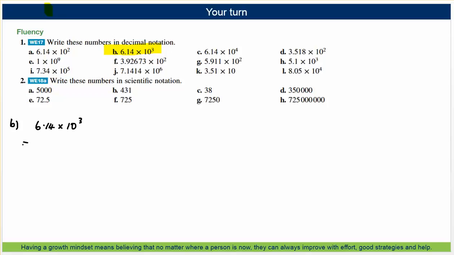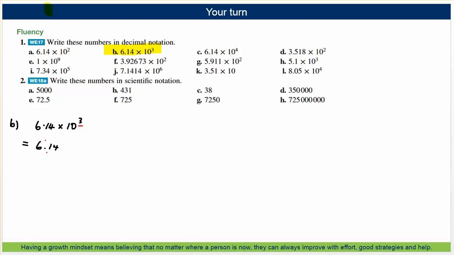So it's just a matter of 6.14. We're going to move the decimal place. You should know that 10 cubed is 1,000, but anyway, we'll just demonstrate. So we're going to move the decimal place. When you multiply by a positive power, you're increasing the size of the number. The number should get larger and larger.